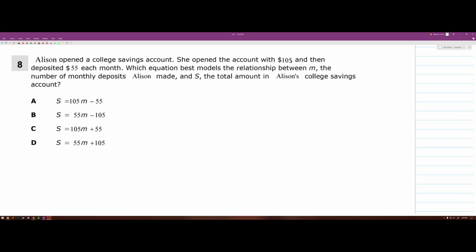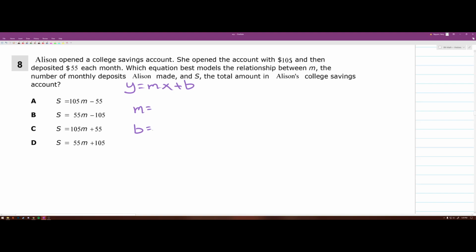All right, so we need to write an equation. I'm looking at all of these, and all of these problems look like they're in the form of y equals mx plus b. So we need to find out what m equals and what does our b equal.